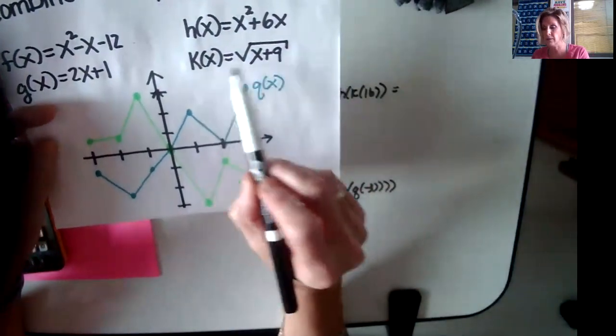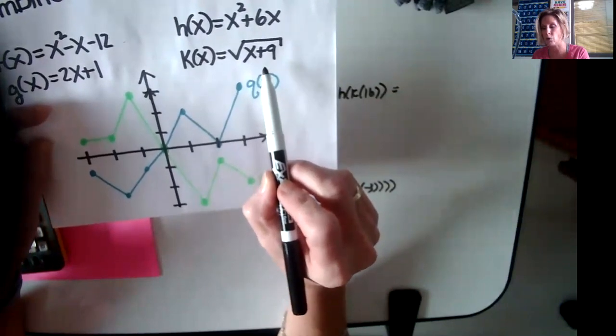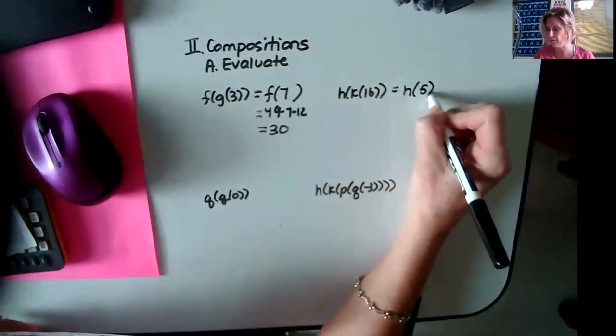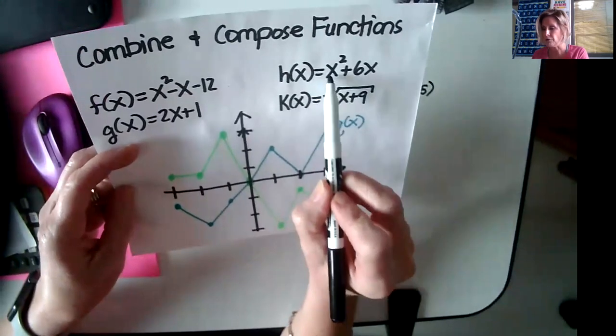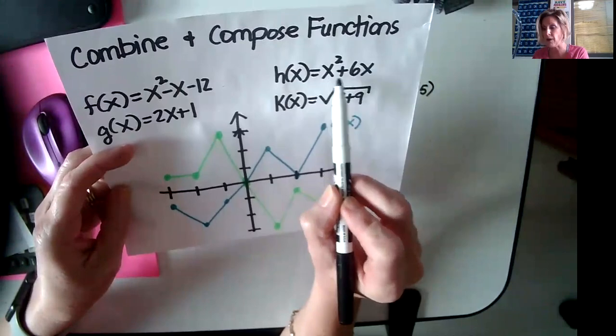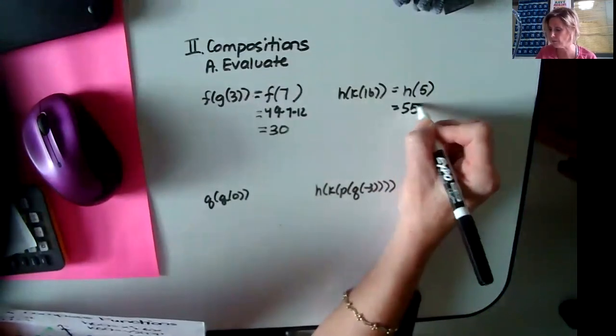So if I ask you to do h of k of 16, let's see here. K of 16 is going to be the square root of 16 plus 9. That's the square root of 25. That's 5. So I need to do h of 5 now. H of 5 is going to be 5 squared or 25 plus 6 times 5 or 30. So 25 plus 30, I think I can do that in my head, is 55.